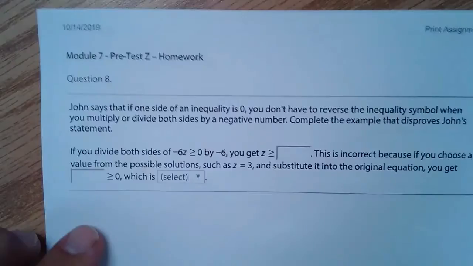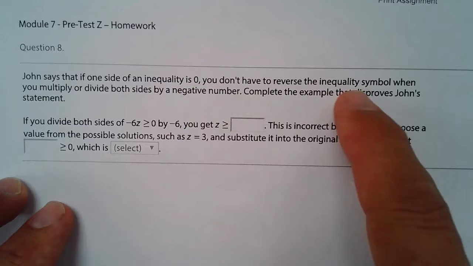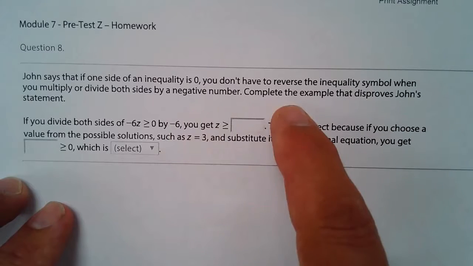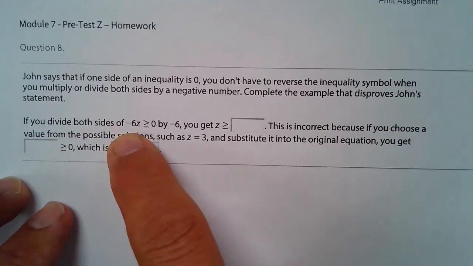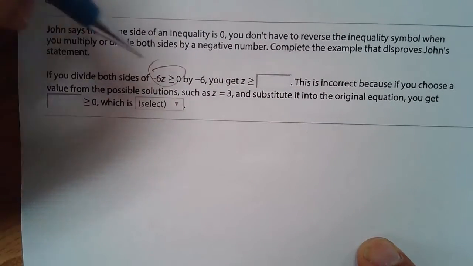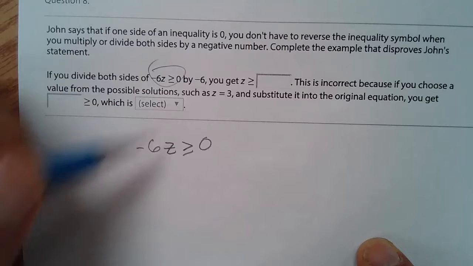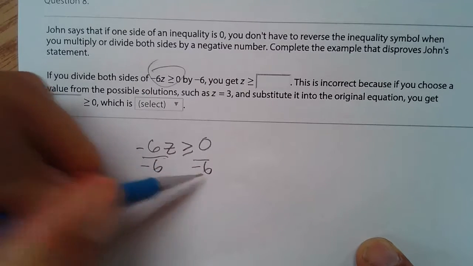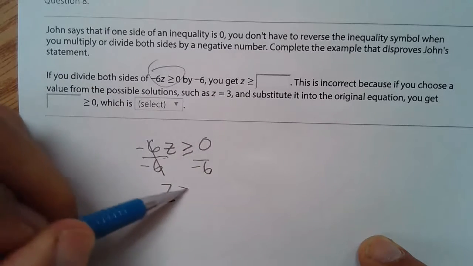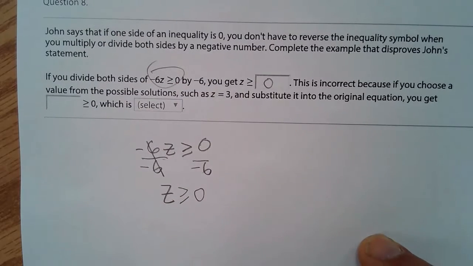Number 8. Okay. Number 8. Wow, John says that if one side of the inequality is 0, you don't have to reverse the inequality symbol when you multiply or divide both sides by a negative number. Okay. Well, let's see. If you divide both sides by negative 6, so let me rewrite this here. Negative 6z is greater than or equal to 0. So if you divide both sides by negative 6, this is z. Z is greater than or equal to 0 divided by any number is 0. So this would be 0 right there.